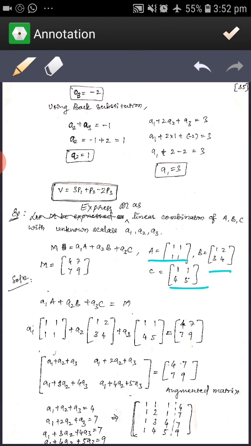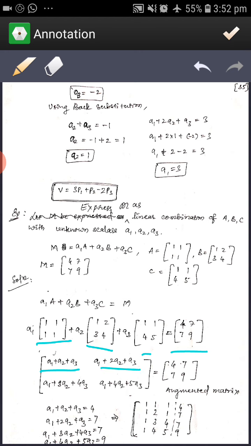is in terms of matrix. So express M as a linear combination of A, B, C. So A, B, C are nothing but vectors in matrix form, and M is nothing but B. So all 4 things we need to write in matrix form. Then these matrices we need to convert into equations.